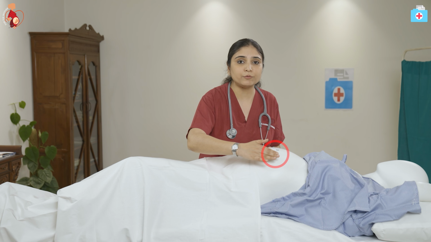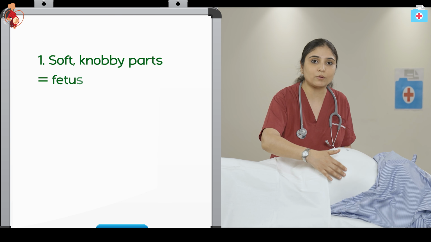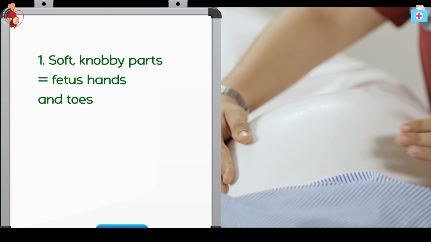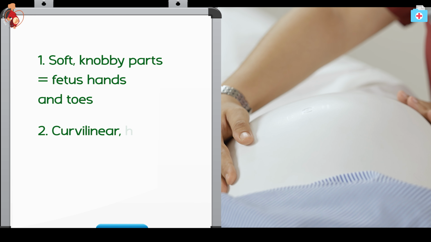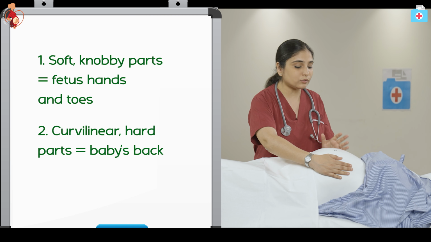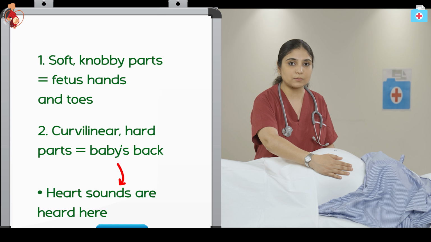If you find soft, knobby parts on palpation, it is suggestive of the baby's hands and toes. Whereas, if you find a smooth, curvilinear, hard structure, it is suggestive of the baby's back. It is very important to remember on which side you found the baby's back, because it is on this side that the fetal heart sounds will be heard.